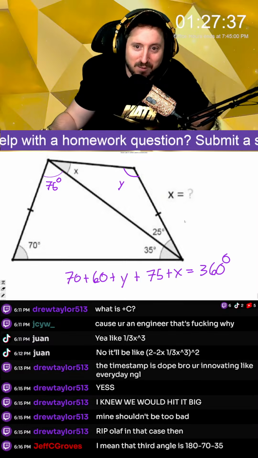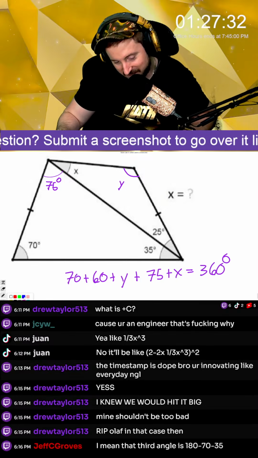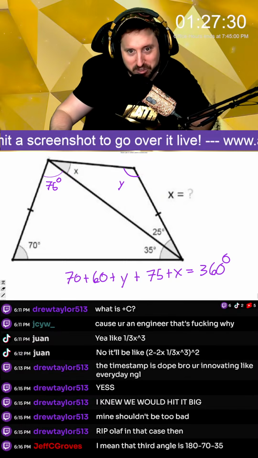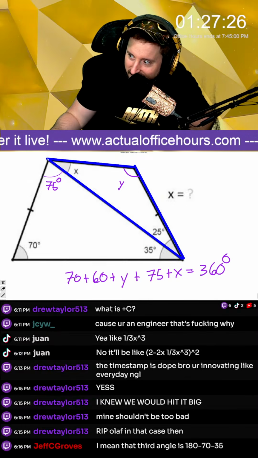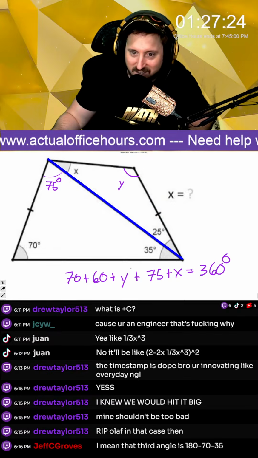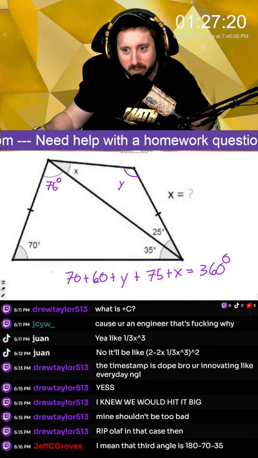Because look at this. My total angles is equal to 360. But additionally, we also have a triangle here. Yeah, but that's gonna give you the same equation. Is it? Damn it. Yeah, because you have the 180. That's just 180 already added on one side.